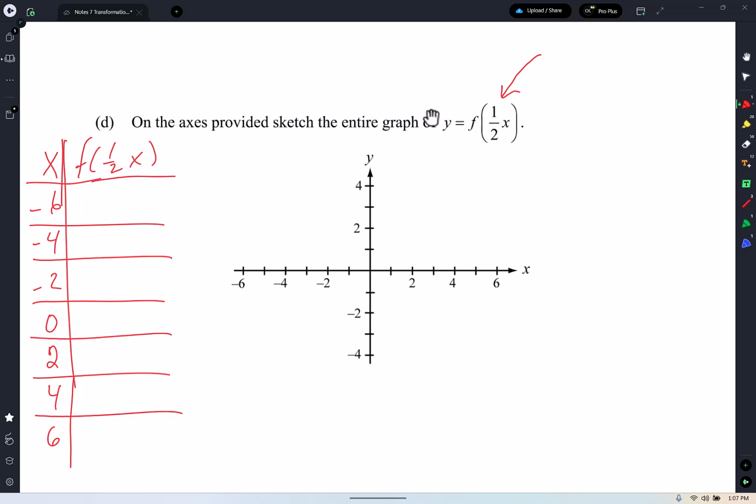What is half of negative 6? Yeah, negative 3. So look, 1/2 times negative 6. So this looks like f of negative 3, and f of negative 3 is negative 3. So I'm going to go to negative 6, and I'm going to put a point at negative 6, 3. Excuse me.